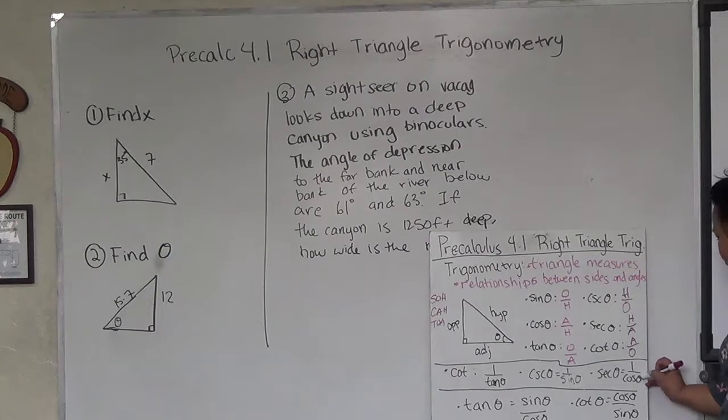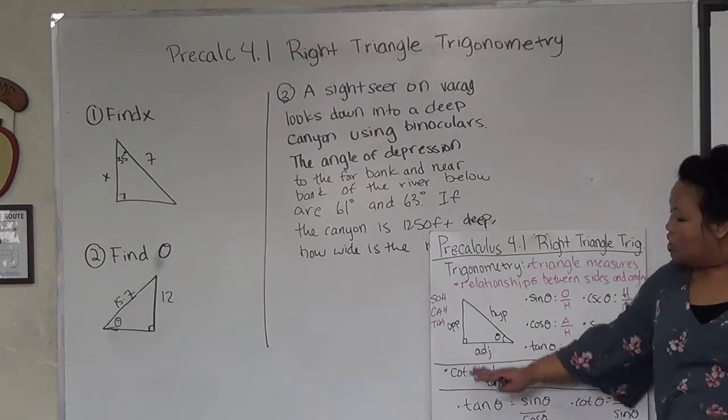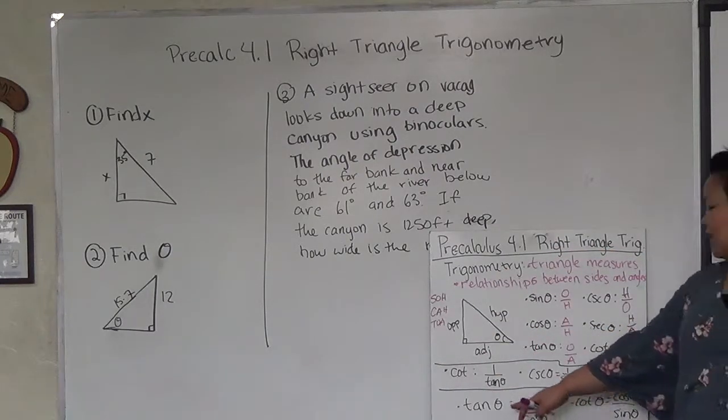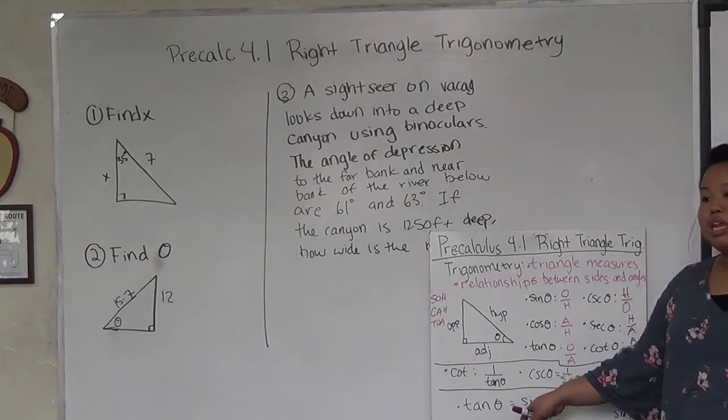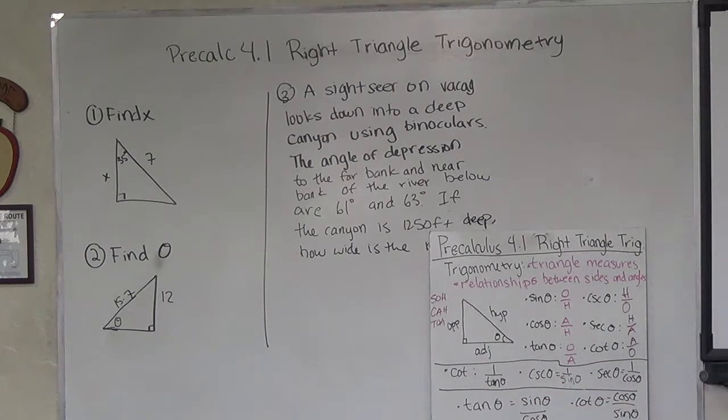So this down here is just different ways of writing the same thing. Same end goal. Tangent theta I can also write as sine theta over cosine theta, and cotangent theta can be written as cosine theta over sine theta.